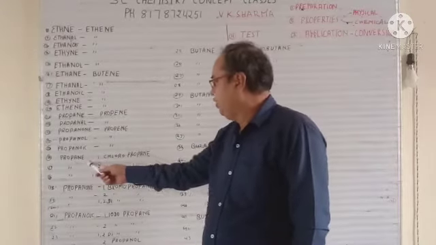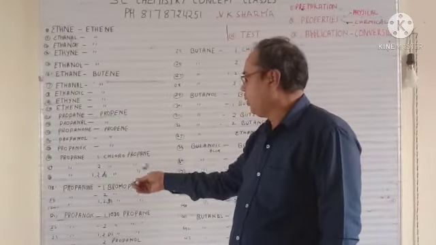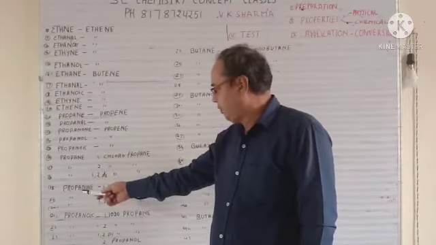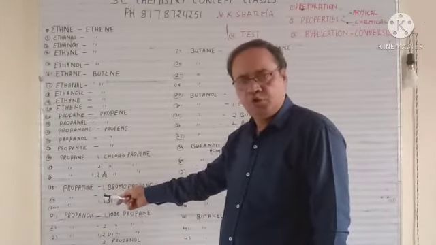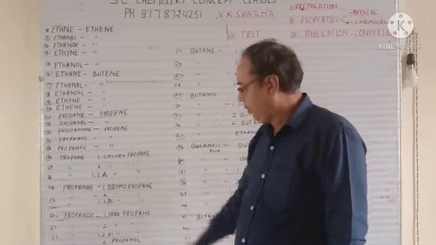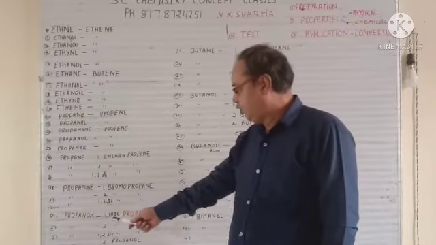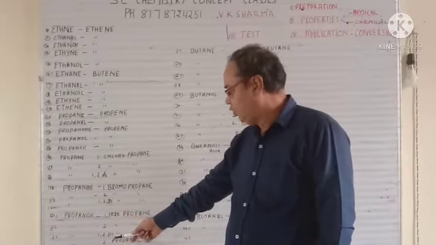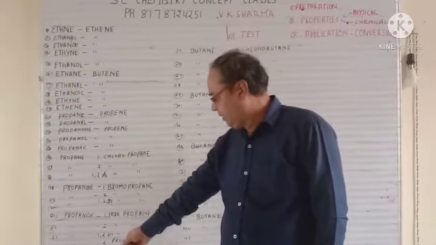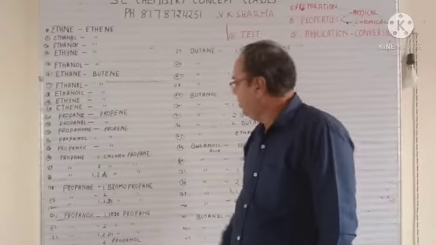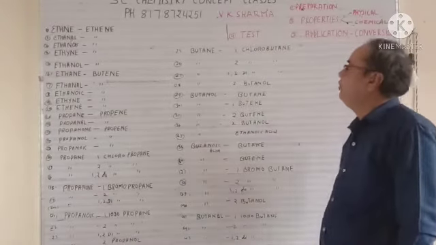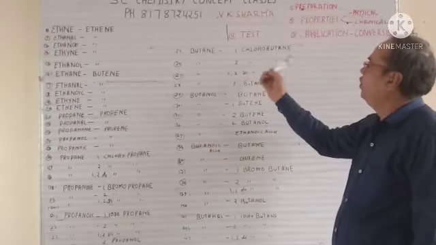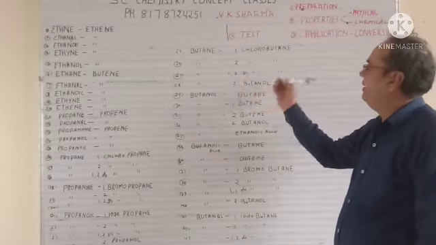Next, propane to 1-chloropropane, propane to 2-chloropropane, propane to 1,2-dichloropropane. Next questions are propanone to 1-bromopropane, propanone to 2-bromopropane, 1,2-dibromopropane. Same way, propanoic acid to 1-iodopropane, propanoic acid to 2-iodopropane, propanoic acid to 1,2-diiodopropane. Same way, propanoic acid to 2-propanol. Here the question comes, the 25th one: butane to 1-chlorobutane, butane to 2-chlorobutane, butane to 1,2-dichlorobutane, butane to 2-butanol.